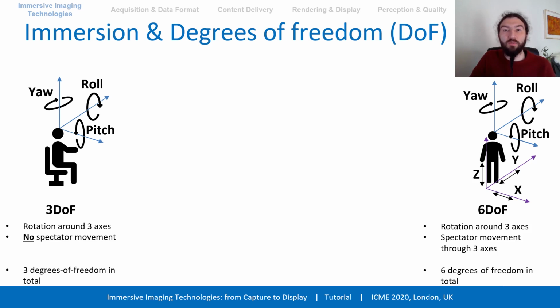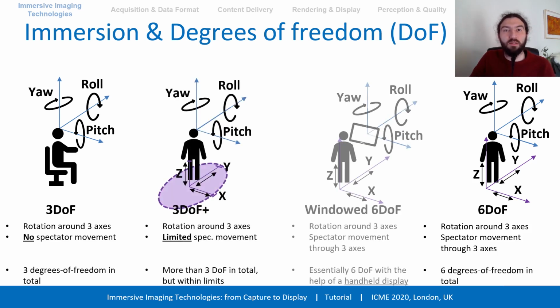We also have two different terms which sit in between these ends, which are 3 degrees of freedom plus, which is 3DOF+, and Windows 6DOF. So 3DOF+ basically enables a limited spatial movement for spectators within some boundaries, where Windows 6 degrees of freedom is essentially the same thing as 6DOF, except with the help of a handheld display.